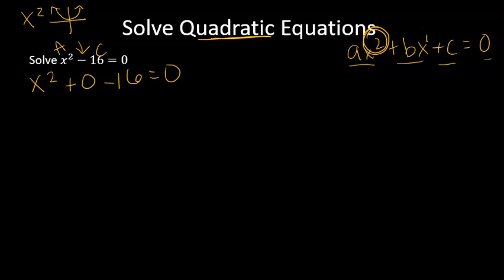So we're missing B. So when you're missing one of them, the placeholder is assumed to be 0. And this actually has a special word for it. It's called an incomplete quadratic. It basically has a missing term, but we know that it's technically not missing. We just put something in. We put in a 0.